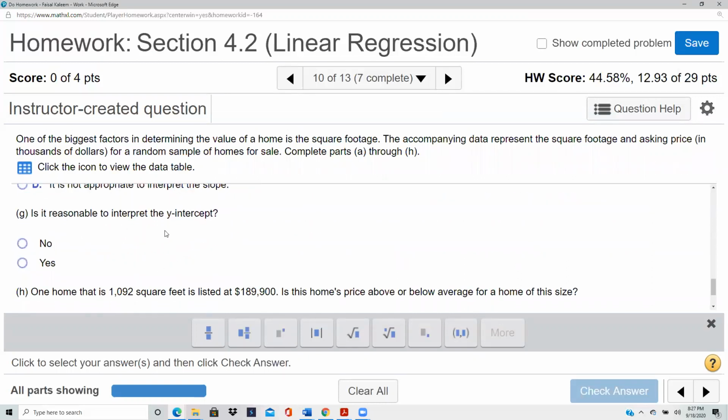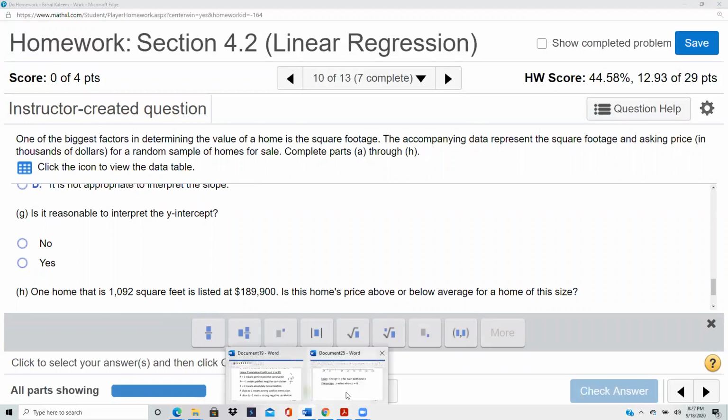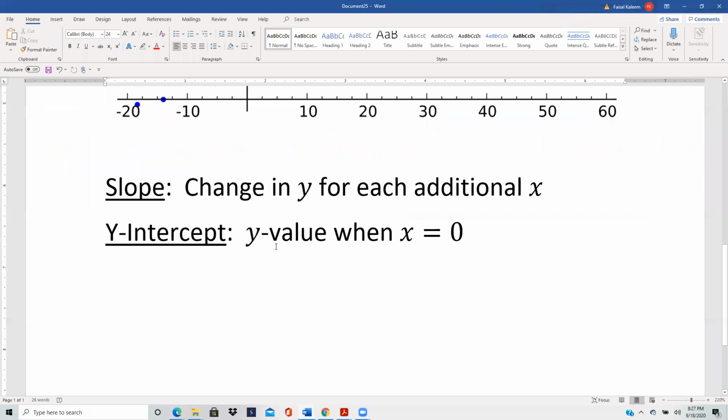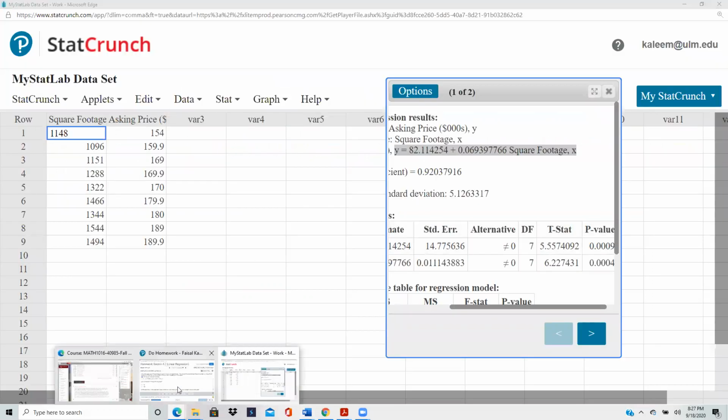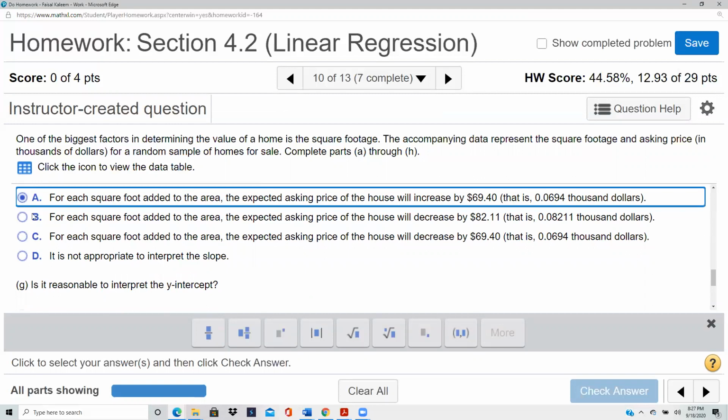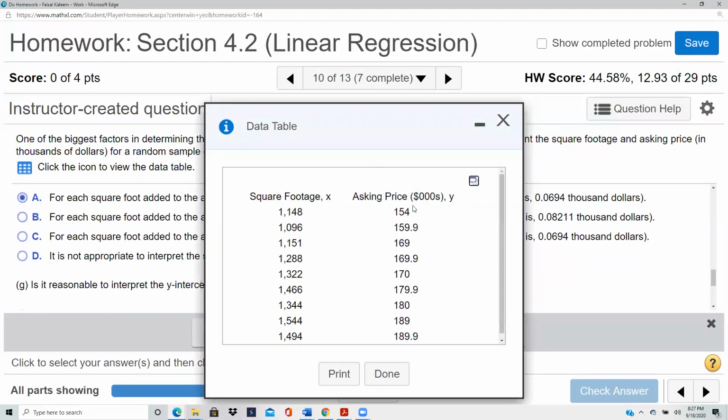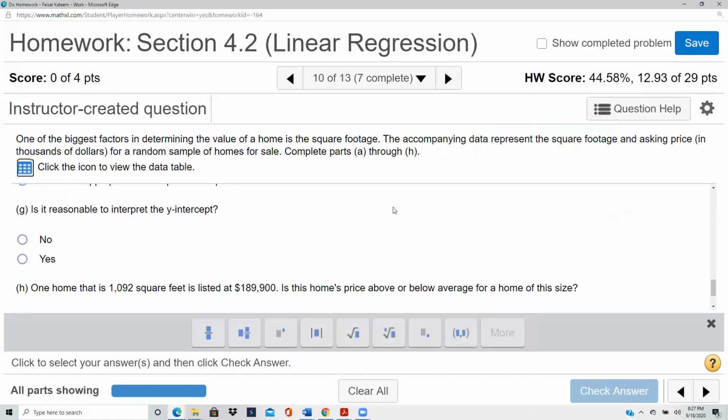Is it reasonable to interpret the y-intercept? Remember, y-intercept was the y value when x is 0. So in this case, it will be the asking price when square footage is 0, but zero square footage makes no sense. So it does not make sense. It's not reasonable.